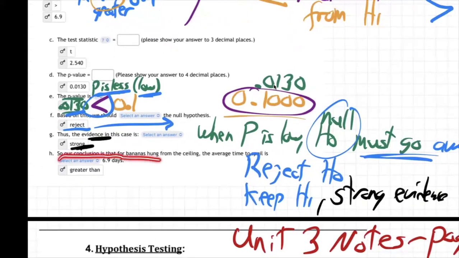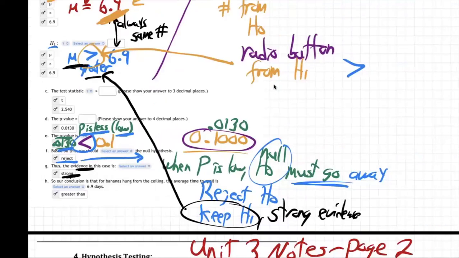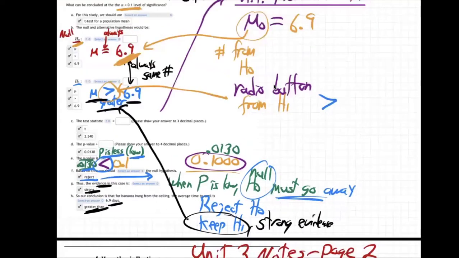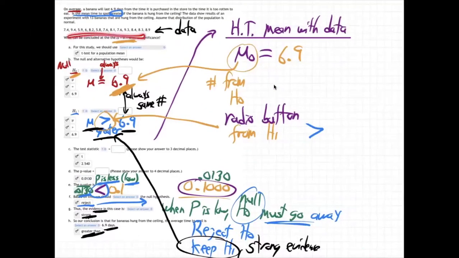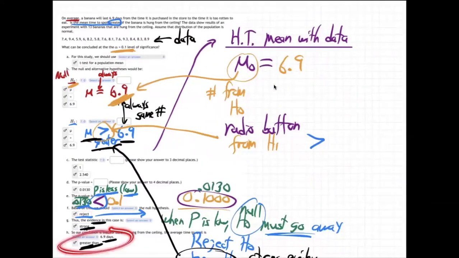Finally, what does that mean about our conclusion? So our conclusion is that for bananas hung from the ceiling, the average time to spoil is what? Well, it says greater than 6.9. How did I come up with that? Well, because we're keeping H1. And what does H1 say? Let's go back to H1. The average is greater than 6.9. We believe the evidence is on the side of H1. And he says greater than 6.9. So when all is said and done, we do believe that hanging the bananas from the ceiling makes them last a greater amount of time, greater than 6.9, which is the average for all bananas in general. Hanging them from the ceiling makes them last a greater than 6.9 time amount of days.